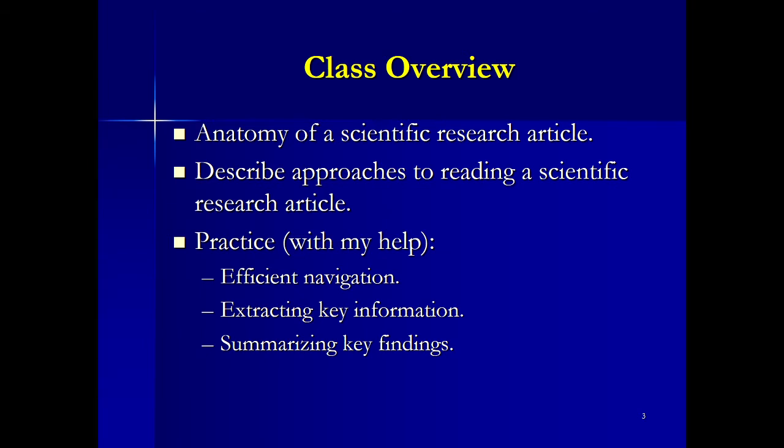So hopefully now you know why this is important and how not to approach reading a scientific article. What we will accomplish in this mini module is to briefly go over the anatomy of a scientific article and the different components. Then describe different approaches to reading a scientific article and introduce you to perhaps a more efficient approach, and then with my help we'll practice this. We will walk through a research article together, look at it, and navigate extracting key information and summarizing what we read.